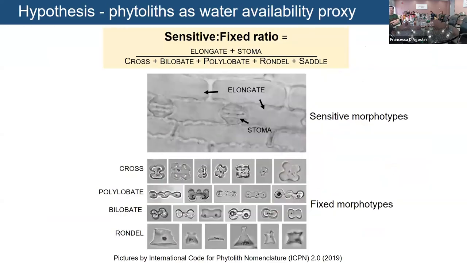Yeah. So actually, we were not the first, not even the second. We hypothesized that the deposition of phytoliths modulates according to water availability. In the past, the use of an index was suggested, which evaluates the different concentration between the sensitive morphotypes, namely elongated and stomata, whose concentration theoretically depends on environmental factors, and the concentration of the fixed morphotypes, mostly short cells, which according to the literature should be deposited at a constant rate in the plant.